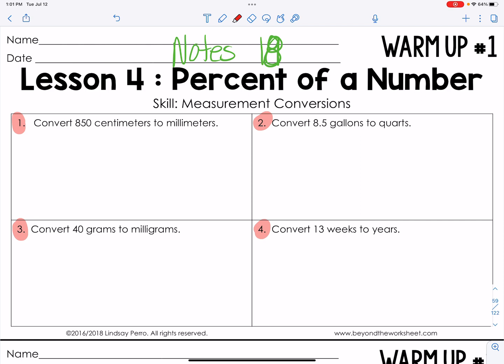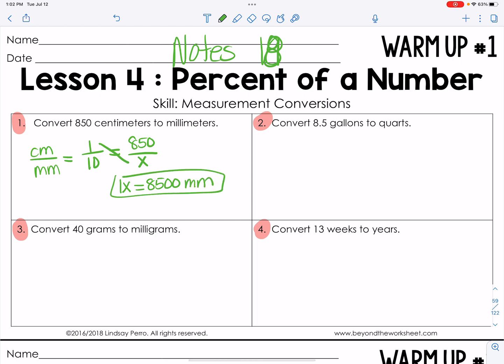Okay, I'm not gonna flip back to those, because we're going over the answers. You should be done. So when you flip back, you should know that centimeters go to millimeters, and they give you that information. It's 1 to 10. So if there's 850 centimeters, we're looking for millimeters. I would start with where the x is. So 1x equals 8500 millimeters. Okay, so that was your answer.